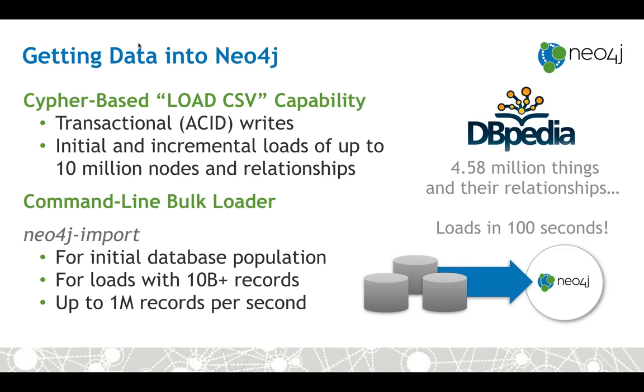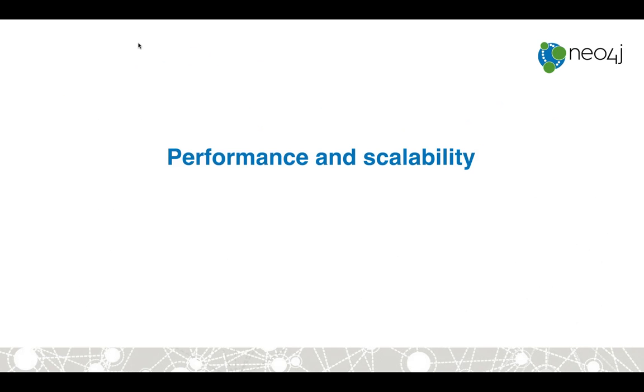If we have data that is significantly larger than that, we have a command line tool for bulk loading data. This is very performant. Testing this locally, we can import all of dbpedia, which is about 4.5 million nodes and their relationships, and we can do that in about 100 seconds. So very, very performant.